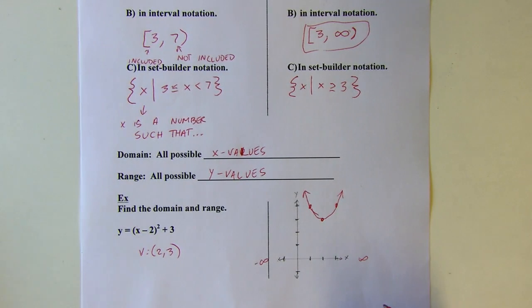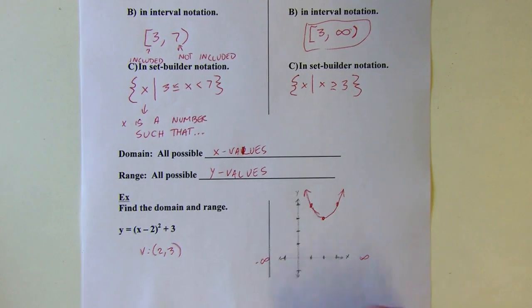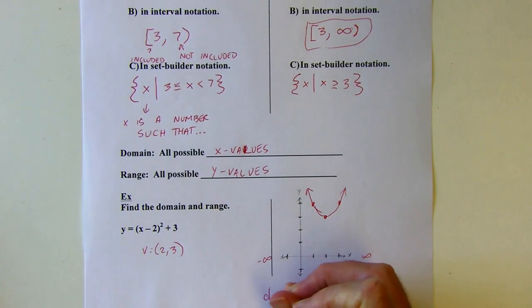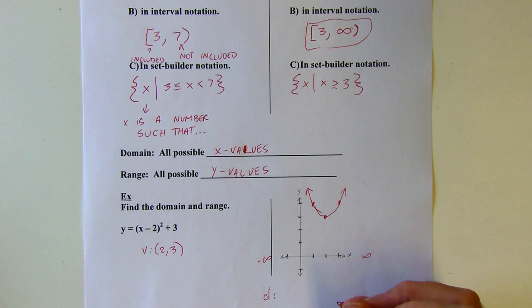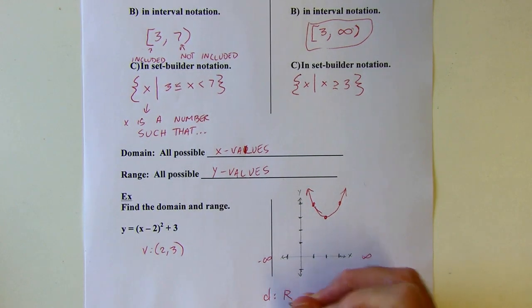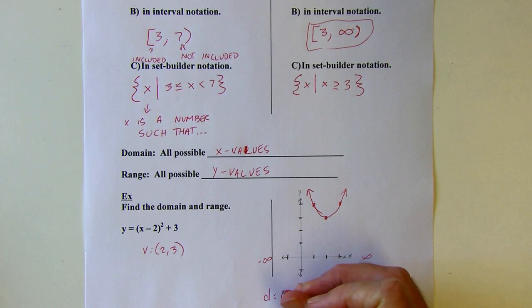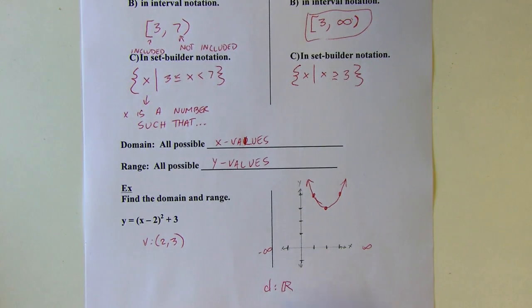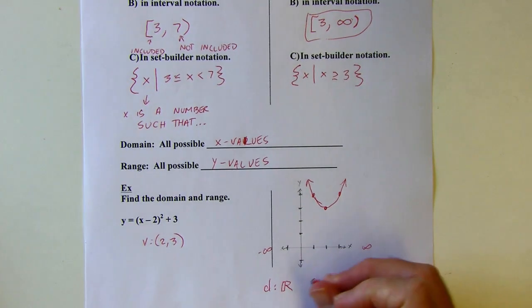Okay, so when I'm listing the domain, I'm just going to say that this is all real numbers. Okay, and you can write out all real numbers, or you can use this fancy uppercase R, and that's supposed to mean all real numbers.